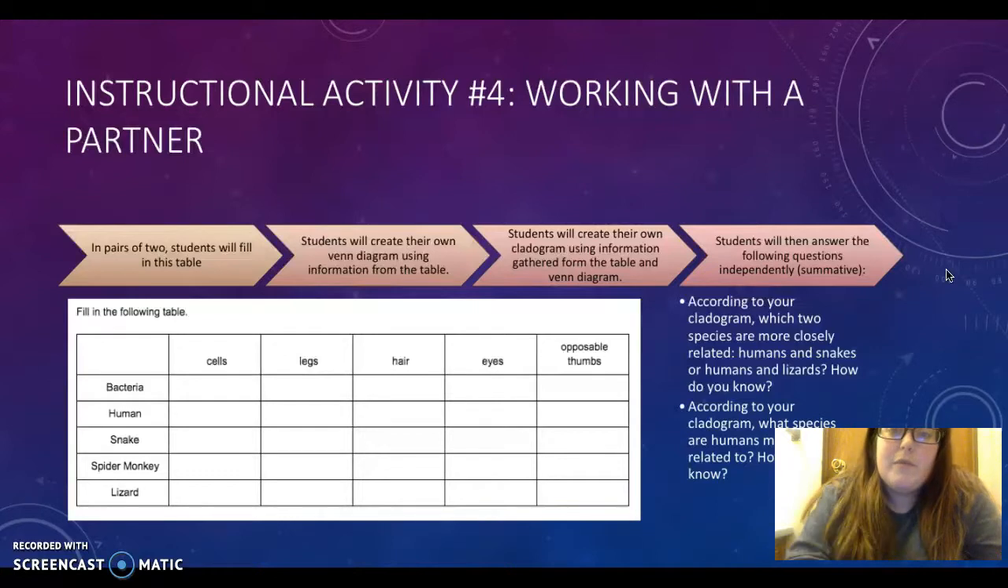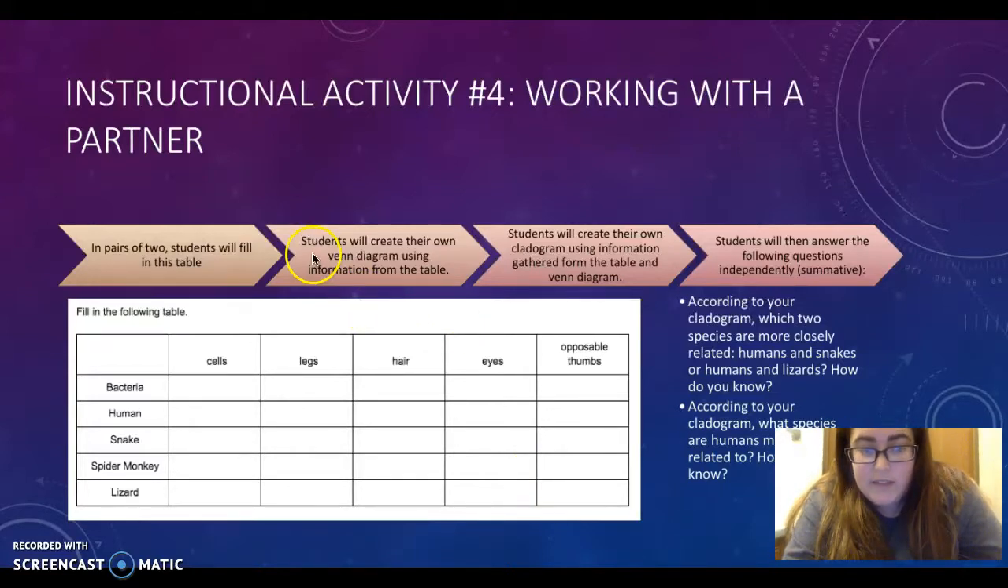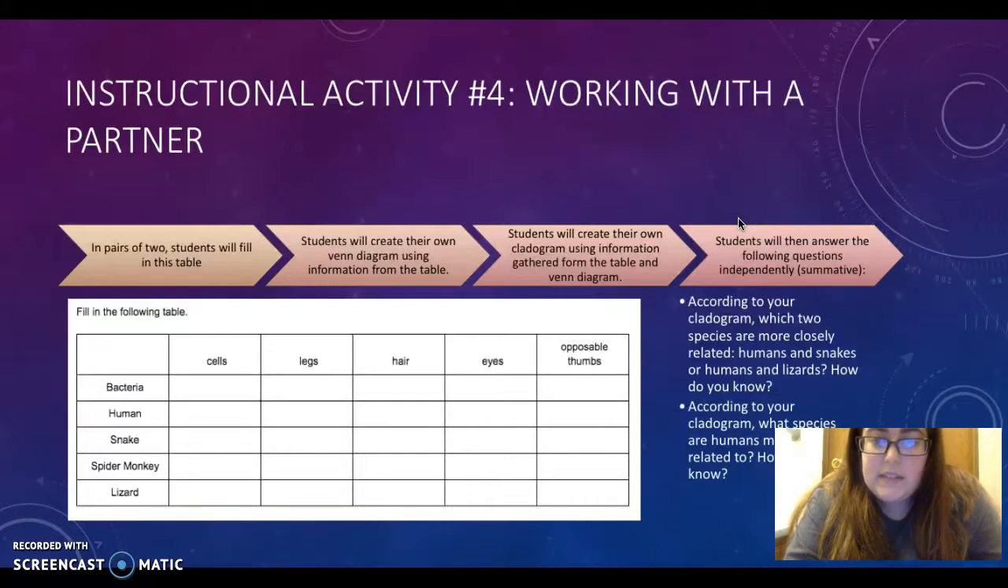So instructional activity number 4, students would be working with a partner. In pairs of just 2, students will fill in this table the same way that we had done as a class. And then students will create their own Venn diagram using this table. And then they'll create a cladogram using the Venn diagram and the table. So after students had completed this with their partner, they would independently answer these 2 questions over here as a summative assessment on what they've learned.